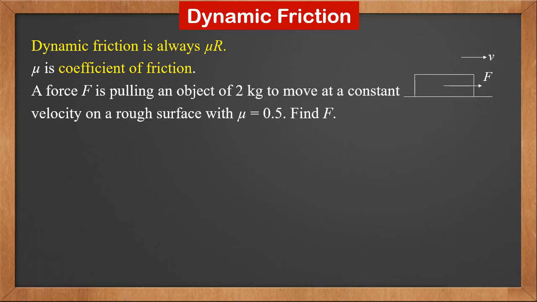For example, a force F is pulling an object of 2 kg to move at a constant velocity on a rough surface with mu equals 0.5. Find F.